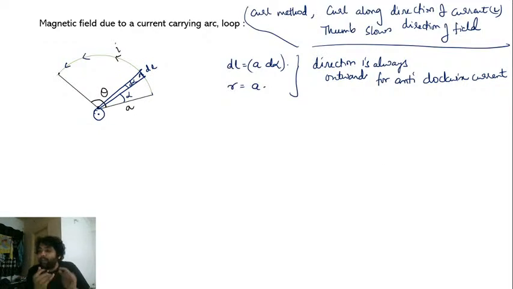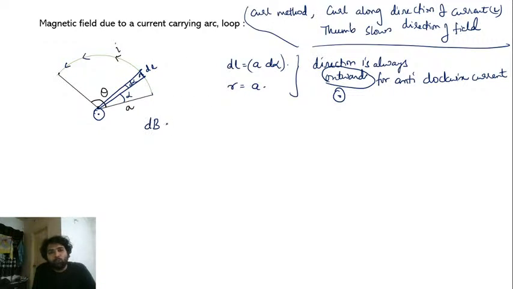When the current is going in anti-clockwise direction, the direction of field will be outward, which will be a dot. If the direction is clockwise, then it will be inward. Okay, but first we'll find out the magnitude.